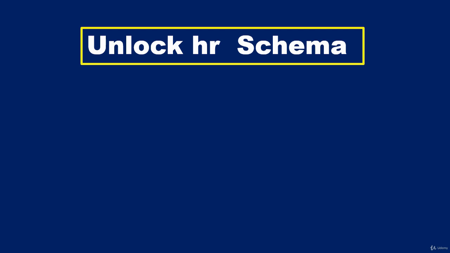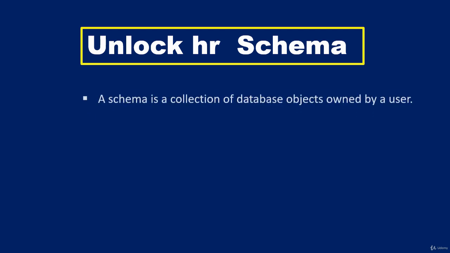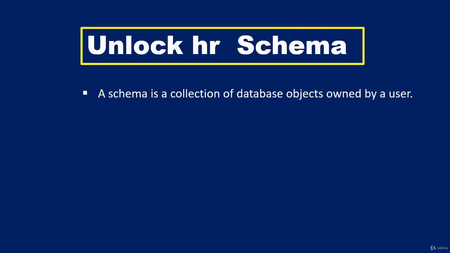What is a schema? A schema is basically a collection of database objects that is owned by a specific user. So the objects could include database tables, indexes, views, stored procedures, and other related database objects.